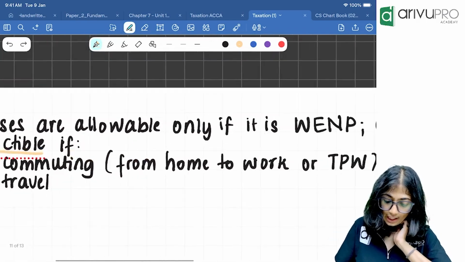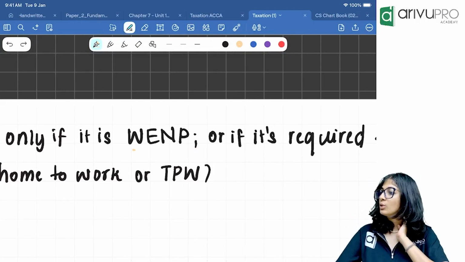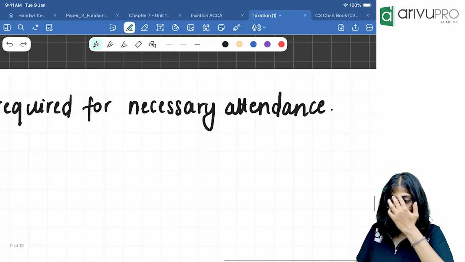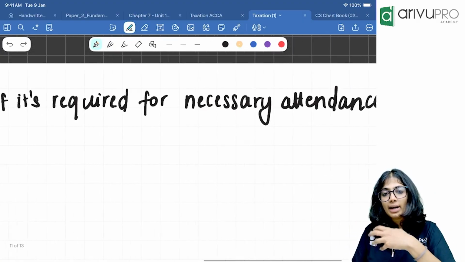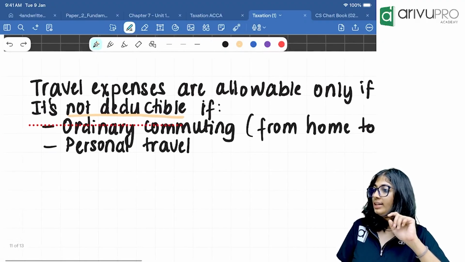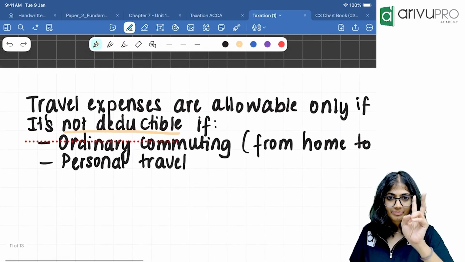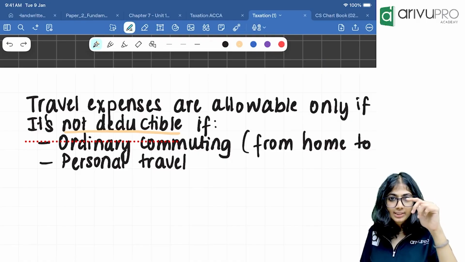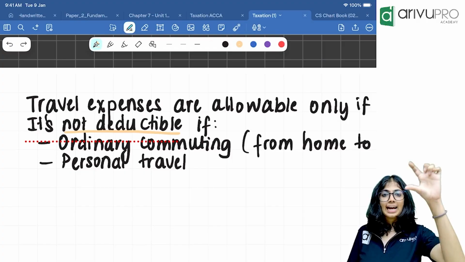Travel expenses are only allowable if they are wholly, exclusively and necessarily required in the performance of your duties, or if it's required for your necessary attendance, you have to be there as a part of your duty. It is not deductible if it's for ordinary commuting or for personal travel. But if the company provides a cab service, that is a taxable benefit that you're getting, and you get taxed on it.